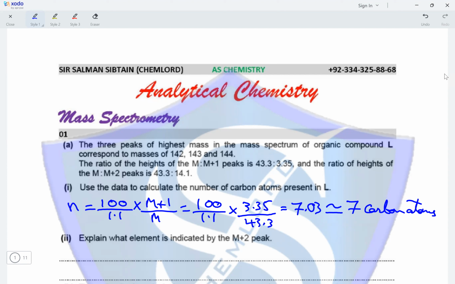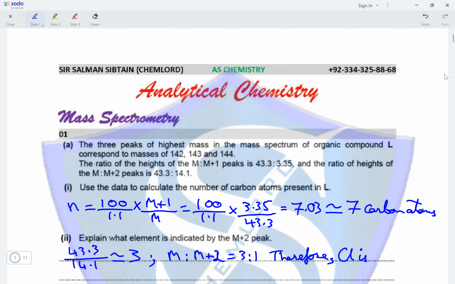Explain what element is indicated by the M plus 2 peak. So if we divide 43.3 by 14.1, we get a value of 3. So basically, M to M plus 2 is in the ratio of 3 to 1, and this ratio corresponds to the presence of chlorine isotopes. Therefore, chlorine is present in the compound. Since chlorine has two isotopes, Cl35 and Cl37, in the ratio 3 to 1, if we are getting a ratio of 3 to 1, that means chlorine has to be present in our compound.